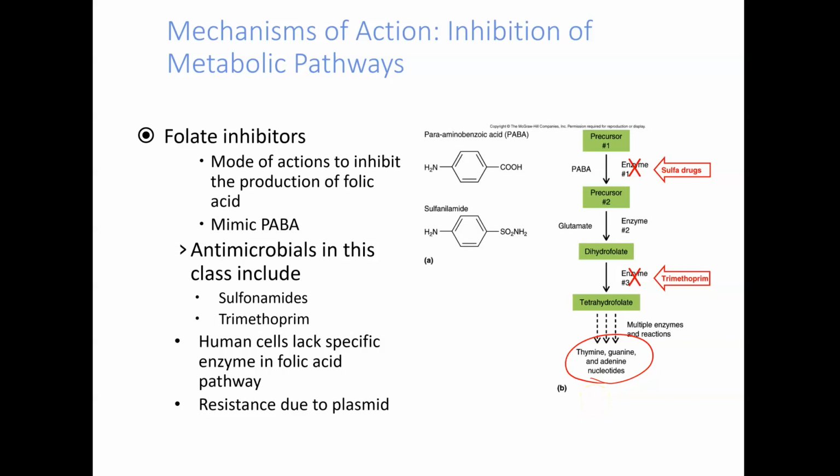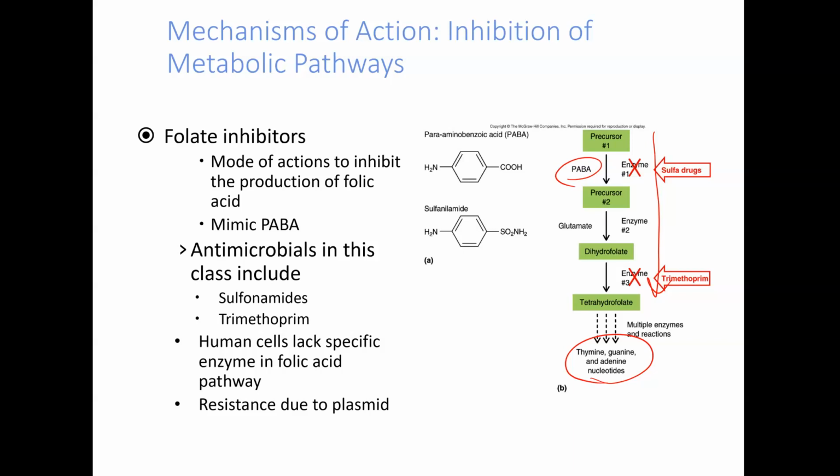And PABA is an important vitamin that is involved as a cofactor, coenzyme in this metabolic pathway. Now, humans, we don't have this metabolic pathway. We can't make folic acid, and therefore we have to get our folic acid from our diet. So we really don't care if we get folic acid inhibitors or not. However, bacteria make them themselves.